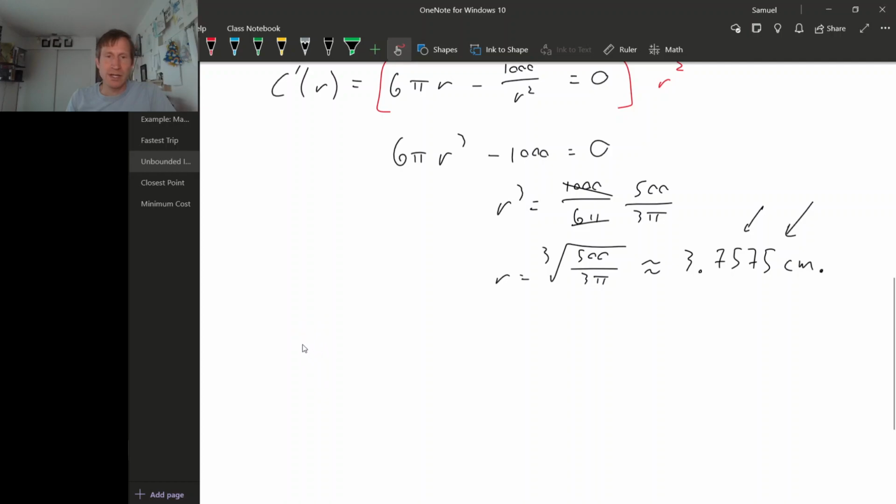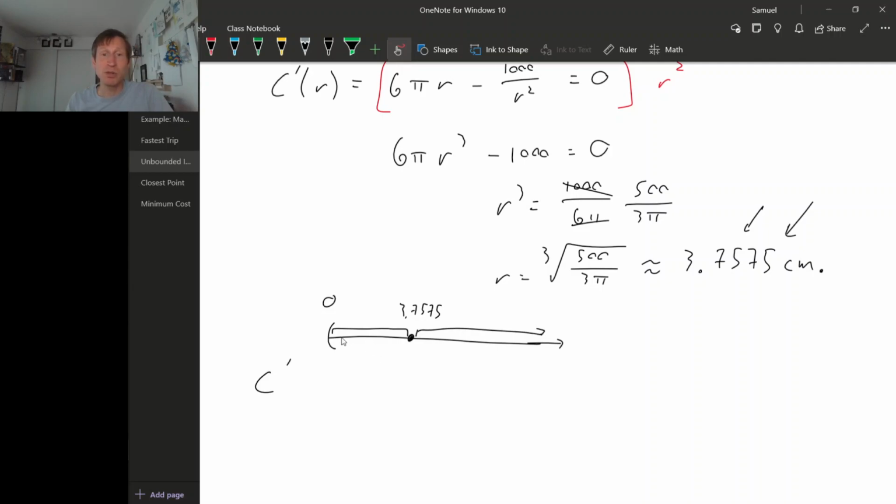So to use the first derivative test, remember what we're going to do is make a sign chart for the first derivative. So we know that the domain we're interested in is greater than 0, and we need to put our critical value on here, which is 3.7575. I'm going to stick to the decimal rather than write out this cube root every time. And there is no right-hand end to our domain, right? It goes all the way out to infinity. So there are two intervals that we need to check, from 0 up to our critical point, and from our critical point out to infinity.